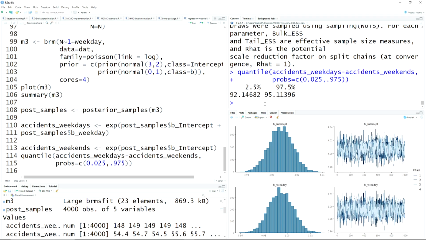All right, so I'll stop here. In the next lecture, we will practice a bit more regression modeling, but for a more realistic example using a log normal likelihood.